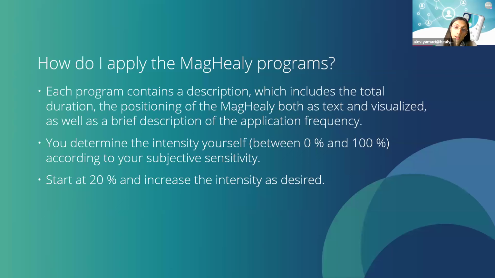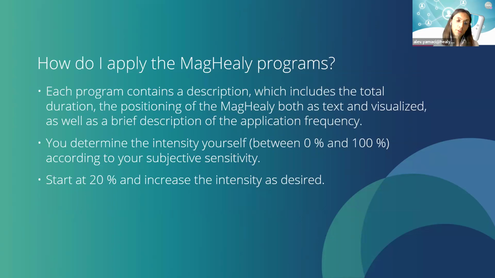So especially for the MagHealy, if you use 100% intensity, the battery will not last too long because it creates a quite strong magnetic field. So usually those McMakin programs start at 20% intensity. And then you increase the intensity as desired. You should really not overdo it with the intensity if you want a longer duration of the program.